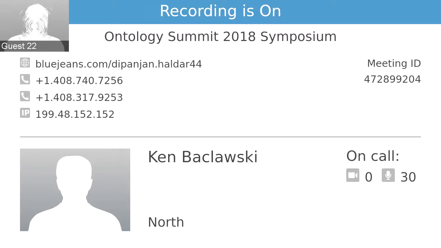Maybe Barry first. Yeah, so I think that there is a vector of quality measures for ontologies, and I think the most important one is the number of users. And the reason why this is so important is the same reason that the number of users is important for a telephone network.